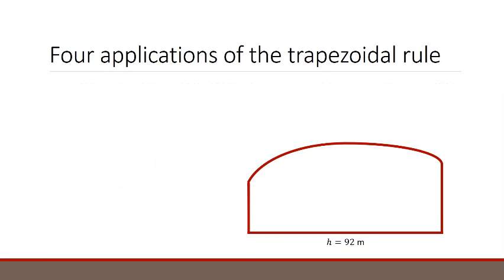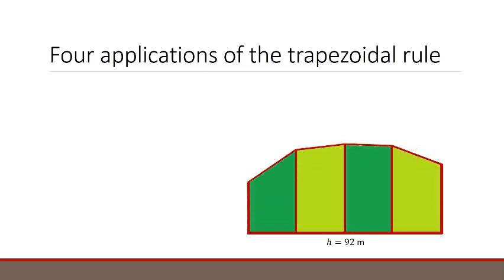Well, let's try 4 applications instead of 2 applications of the trapezoidal rule. So here's our field. We know that the distance along the bottom there, h, is 92 metres. And we divide it into 4 trapezia. We're having 4 applications of the trapezoidal rule. And you can see what happens. We've now got 4 trapezia that we need to find the areas of.